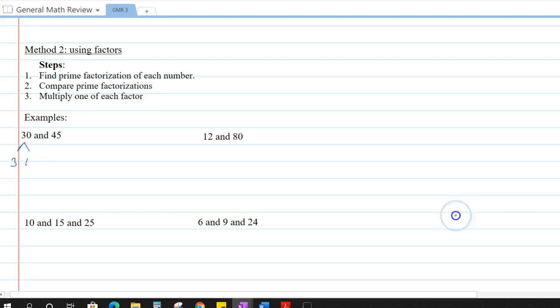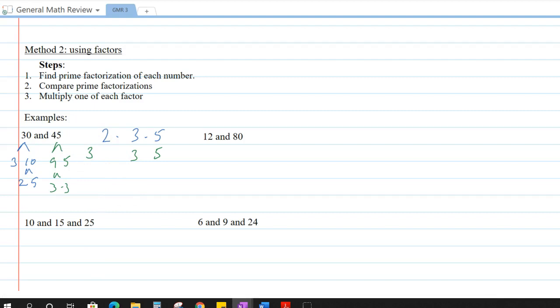30 breaks into 3 and 10, and 10 breaks into 2 and 5. 45 breaks into 9 times 5, and then 3 times 3. Now I'm going to list the factors sideways. 30 had 2 times 3 times 5. The 45 had 3 times 3 times 5. So they both had a 5. They both had a 3. But then the 45 had an extra 3. So I'm just going to go ahead and throw that in the front.